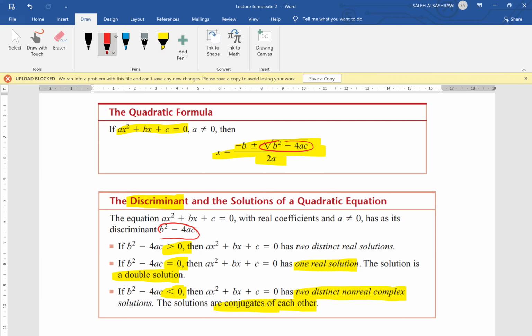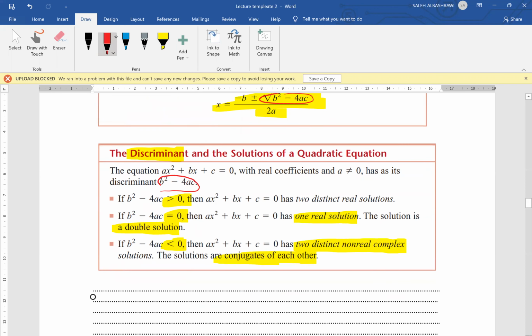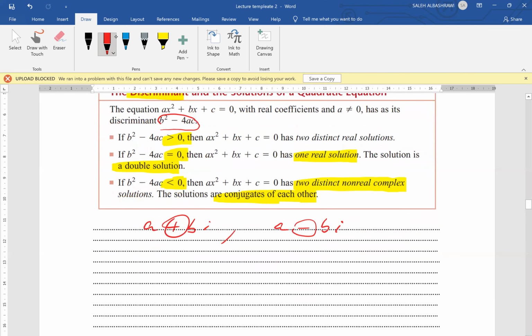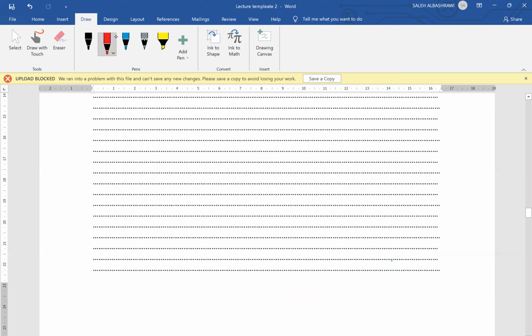By conjugate, I mean that if the first one is a plus bi, the second one will be a minus bi. These are conjugates. Now let's discuss this with more examples to clarify this idea more.